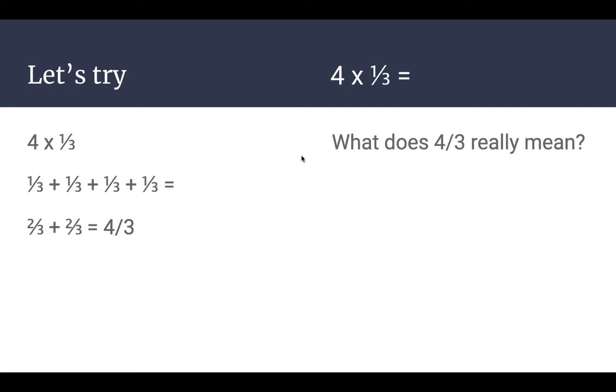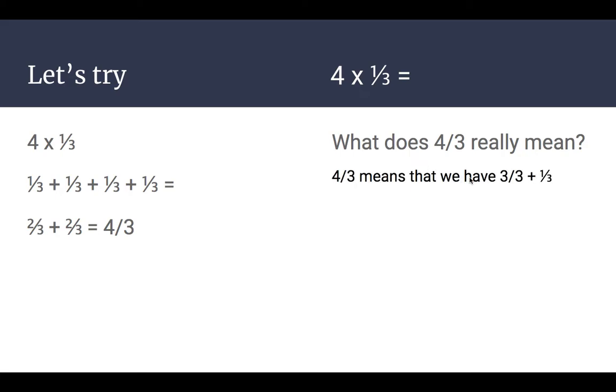What does 4/3 really mean, though? If you're talking to someone in the real world about how much you have left of your pizza pie or of your cookie or of a brownie, you wouldn't say you have 4/3 left. You would probably use a mixed number. So let's look at how we can change that.